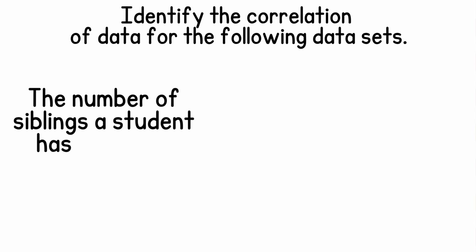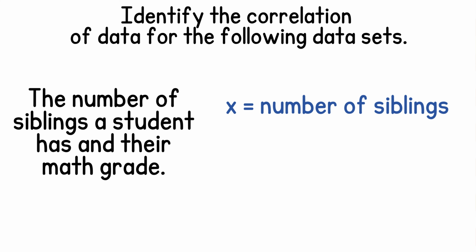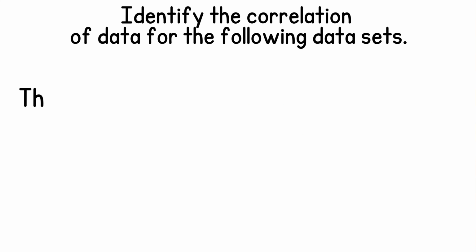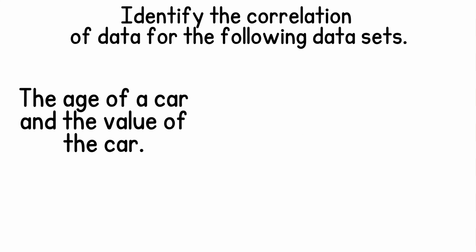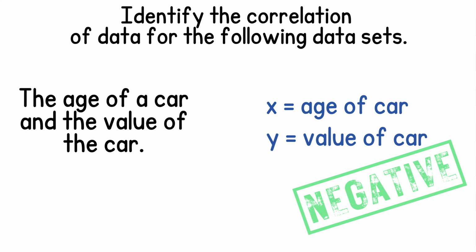Now we have the number of siblings a student has and their math grade. Let's call x the number of siblings, and y will be the math grade. Since the number of siblings a student has has no effect on their math grade, this has no correlation. Now we have the age of a car and the value of a car. So x represents the age of the car and y represents the value of the car. As x increases and the age of our car grows, the value of the car is actually going to decrease. So this shows a negative correlation.